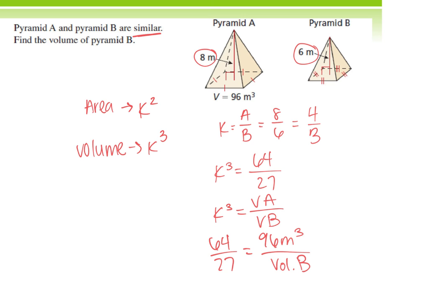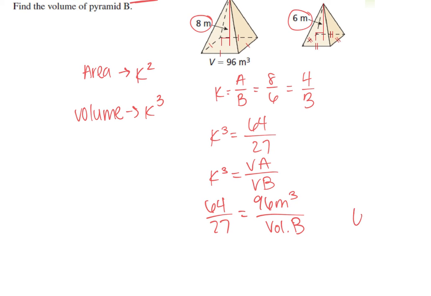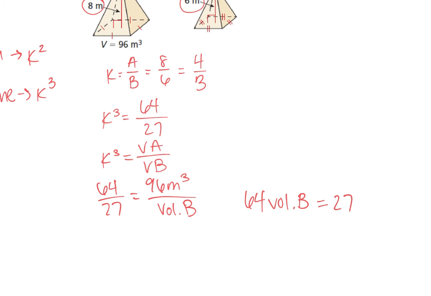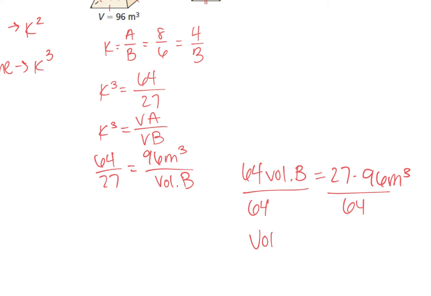You would then cross multiply and divide. You would get 64 times the volume of B equals 27 times 96 meters cubed. You would divide both sides by 64. You're going to get the volume of B is 27 times 96 divided by 64. And you would get 40.5 meters cubed.